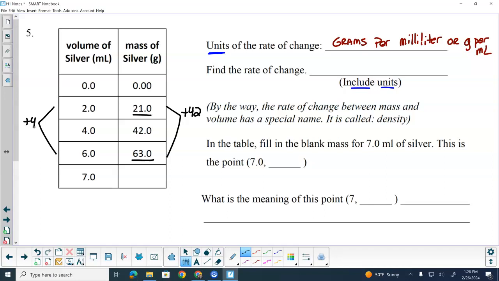We'll wait. Okay. So you said what now? 42. Because remember, we said we got to include the units. 42 grams per 4 milliliters. Do I like the fraction 42 over 4? Yay or nay? Nay. Okay. What goes into both? 2 goes into both? Okay.